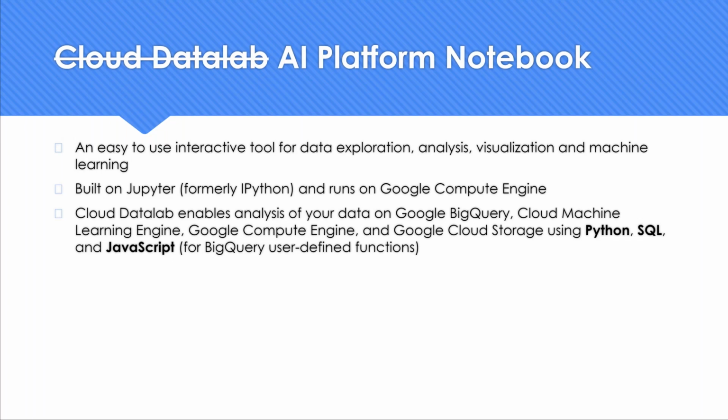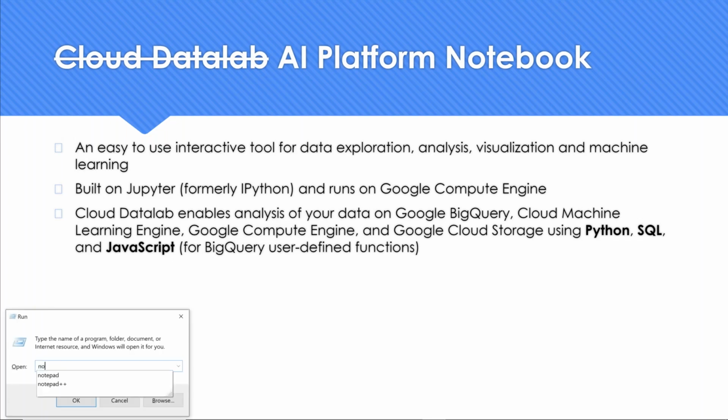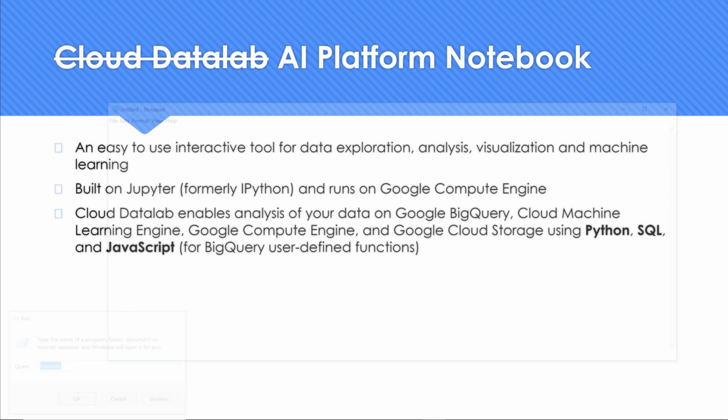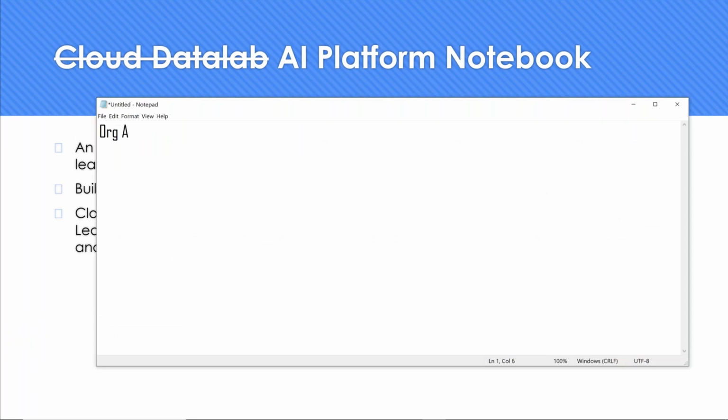In one of the cases where I have used AI Platform Notebook, there is this organization A. They have a requirement of writing a data pipeline in Python. Now that organization does not have the skill set itself. They don't have the skill set.